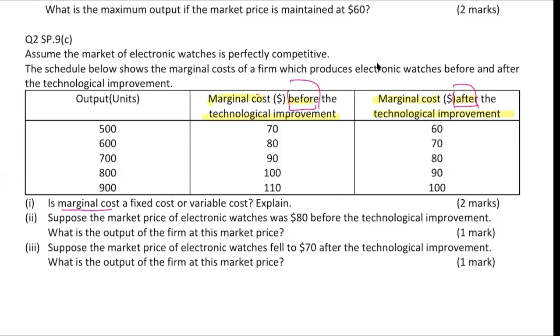In the second part, let's look at the question. Reading questions are very important. Find the important wordings. Okay, the market price of the watches was 80, and then they set up before the technical improvement. That means we are looking at this column at this question. And what is the output? That means it asks us about the output. Okay, so Cesar, can you find out the output?